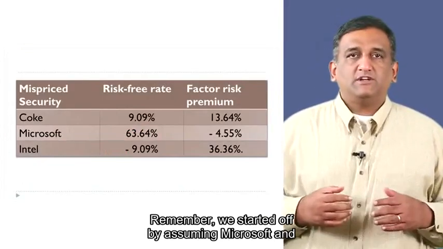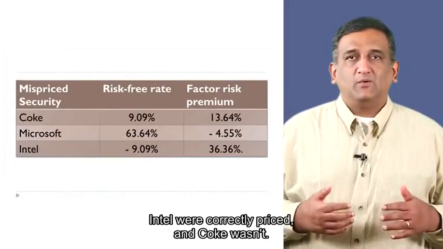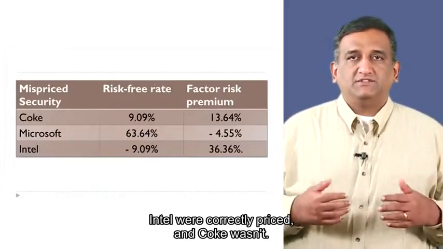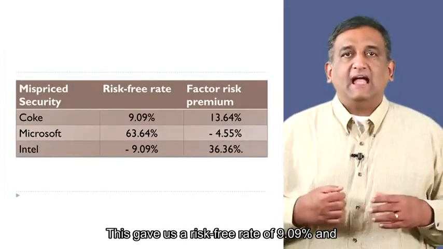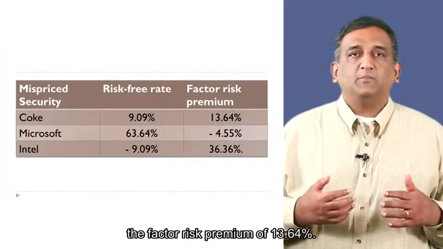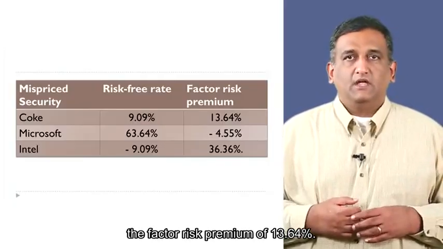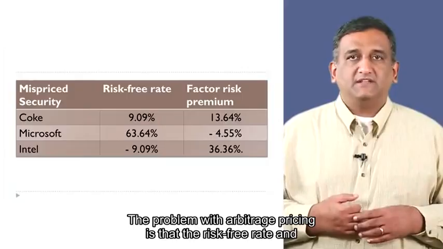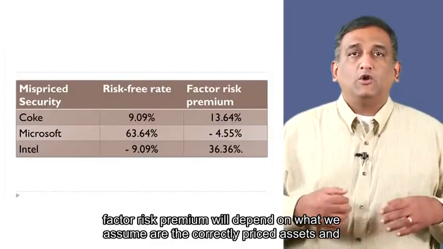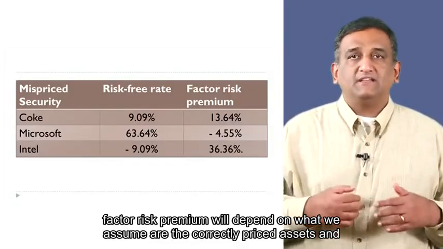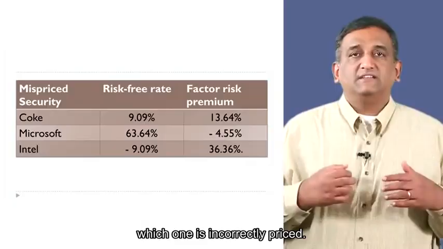Remember, we started off by assuming Microsoft and Intel were correctly priced and Coke wasn't. This gave us a risk-free rate of 9.09% and a factor risk premium of 13.64%. The problem with arbitrage pricing is that the risk-free rate and factor risk premium will depend on what we assume are the correctly priced assets and which one is incorrectly priced.